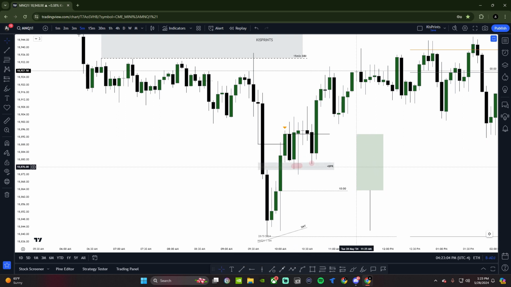Now if I were to take this trade, I didn't actually take it, I just signaled it. I didn't take this trade. But if I was to take this trade at 10 a.m., I would have set a limit order right at the beginning of this BISI because that's where the start of the BPR is, overlapping with the inverse and the BISI, right? So this would be a high probability setup.